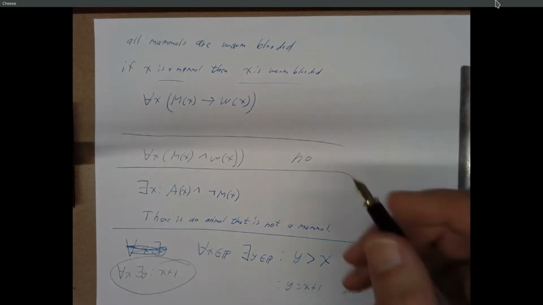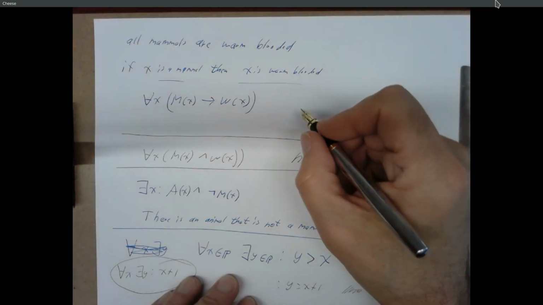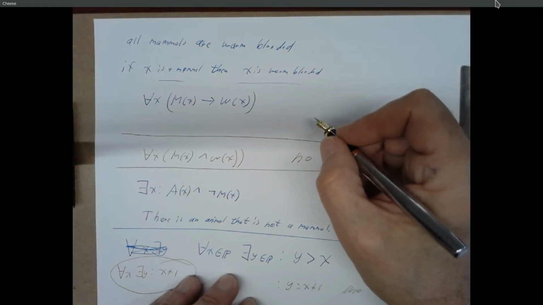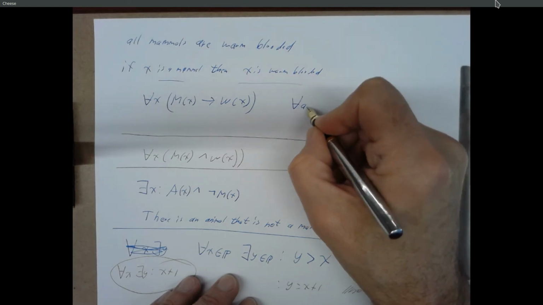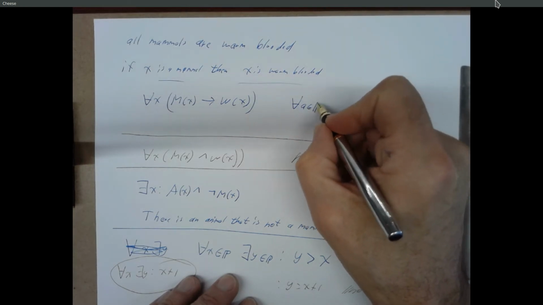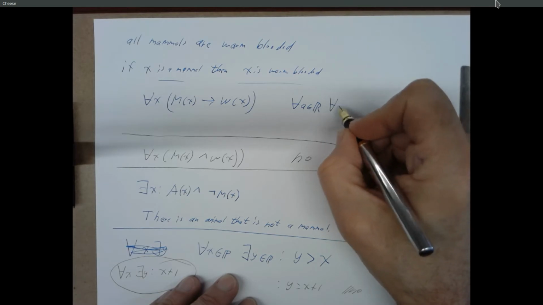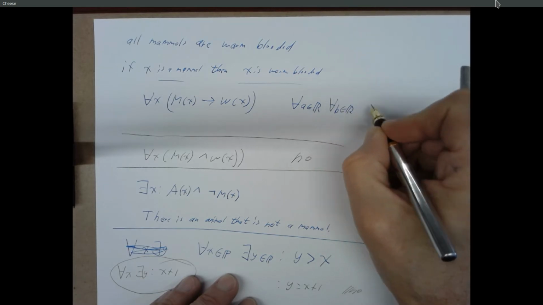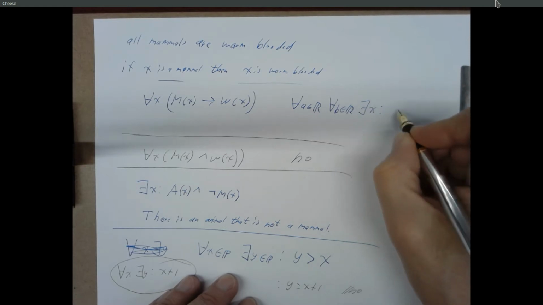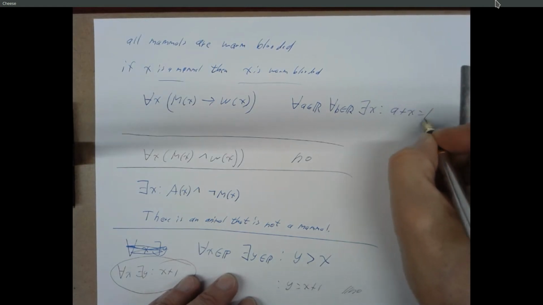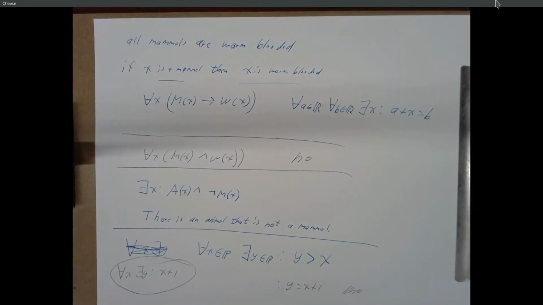So number 10, we also talked about show that there's always a solution to a plus x equals b. So for all a, I don't know if this was reals, I'm guessing it was. For all a in the reals and for all b in the reals, there exists an x such that a plus x equals b. And most people got pretty close to that, if not exact.